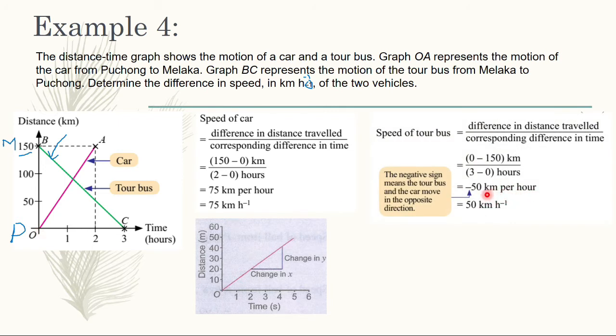It doesn't mean it's slowing down because of the negative. The negative here, remember just now I've told you, it indicates the tour bus or the car moving in the opposite direction. Okay, so we just change it to positive, to represent the speed of the tour bus, 50 kilometers per hour. Okay, therefore we can answer the question already. They ask you to determine the difference, meaning the higher speed minus the lower speed. So 75 minus 50, it is equal to 25 kilometers per hour.